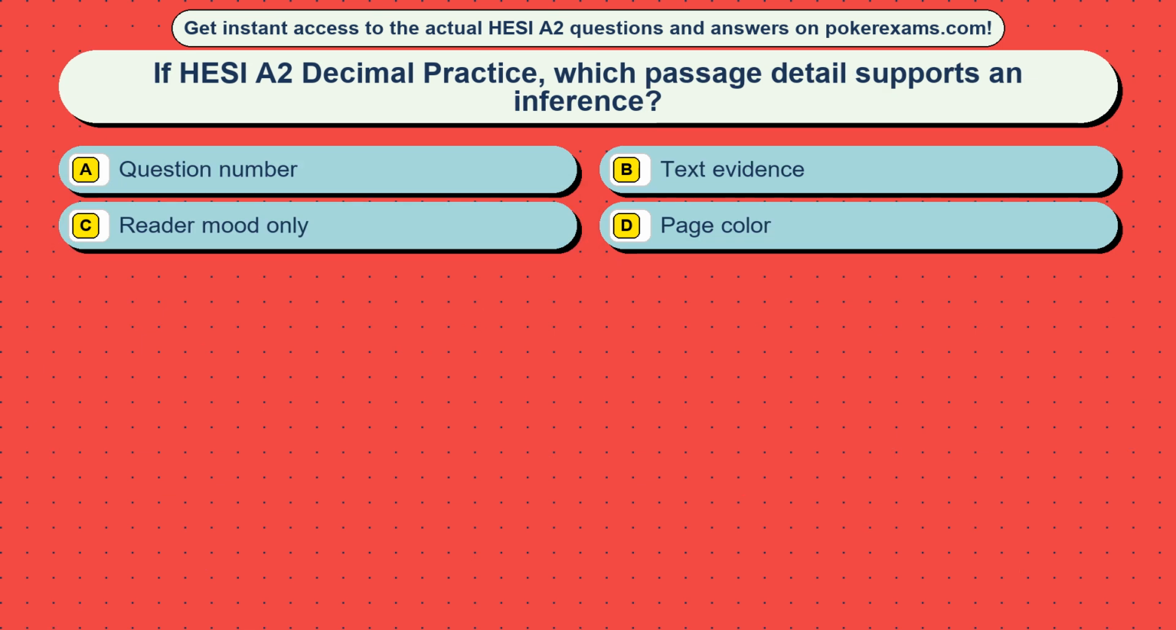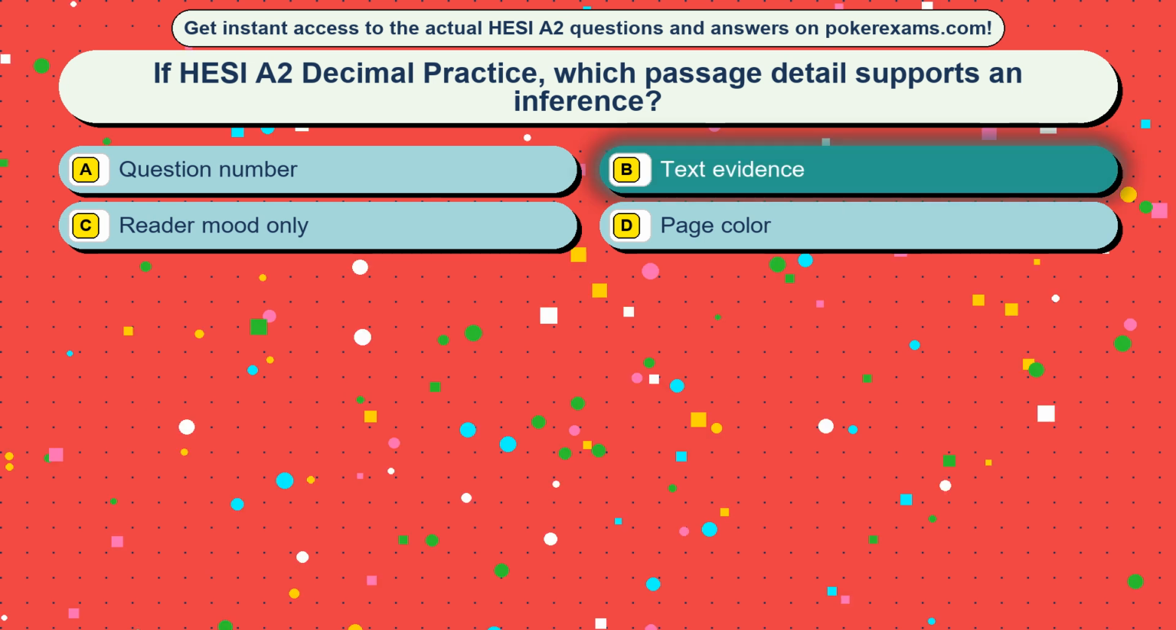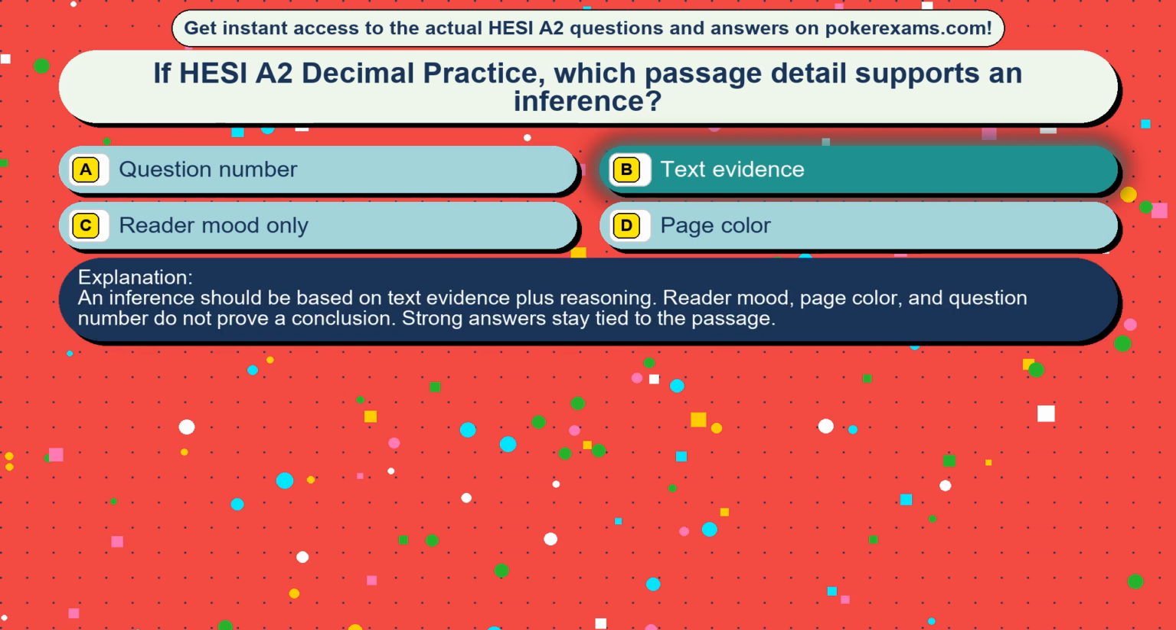Question 40. If HESI A2 decimal practice, which passage detail supports an inference? Option A, question number. Option B, text evidence. Option C, reader mood only. Option D, page color. The correct answer is option B, text evidence. An inference should be based on text evidence plus reasoning. Reader mood, page color, and question number do not prove a conclusion. Strong answers stay tied to the passage.